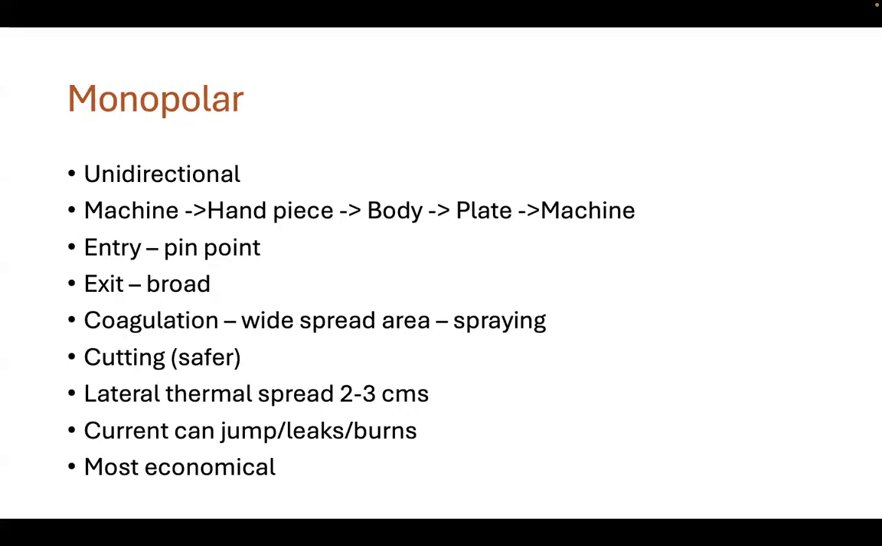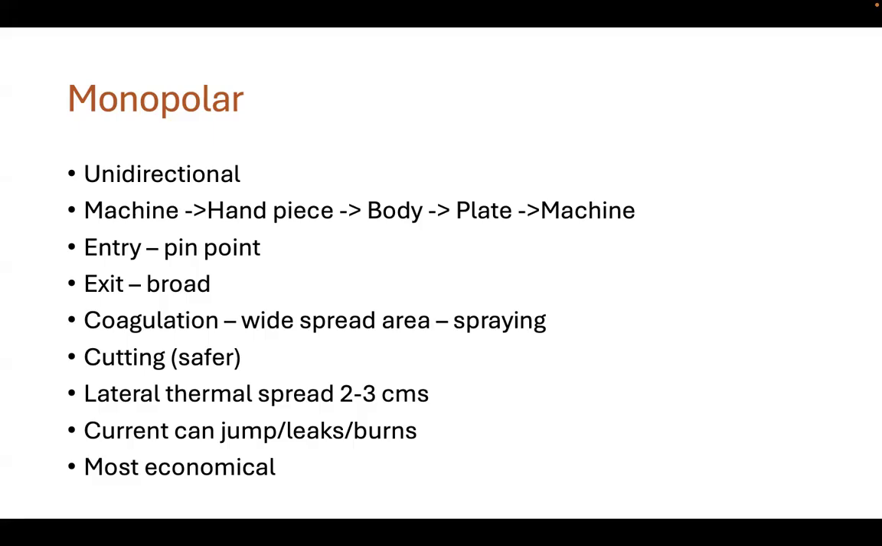With that basic understanding, we'll first touch upon the monopolar energy source. As the name suggests, monopolar energy is a unidirectional energy. What do I mean by unidirectional energy? Monopolar is the only energy source where you have to use a body plate, a plate which is kept under the patient. This is because the current flows from the monopolar machine, which is also called the ESU. ESU is the most common term: electrosurgical units.